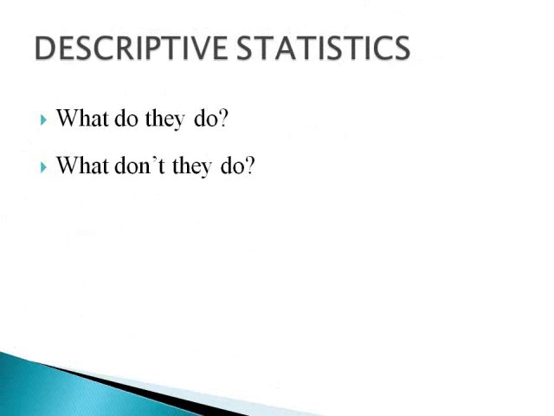Okay, descriptive statistics. Your reading goes over descriptive statistics pretty well. What do they do? They describe. They describe the population and the characteristics. What they don't do is predict. They don't do cause and effect.